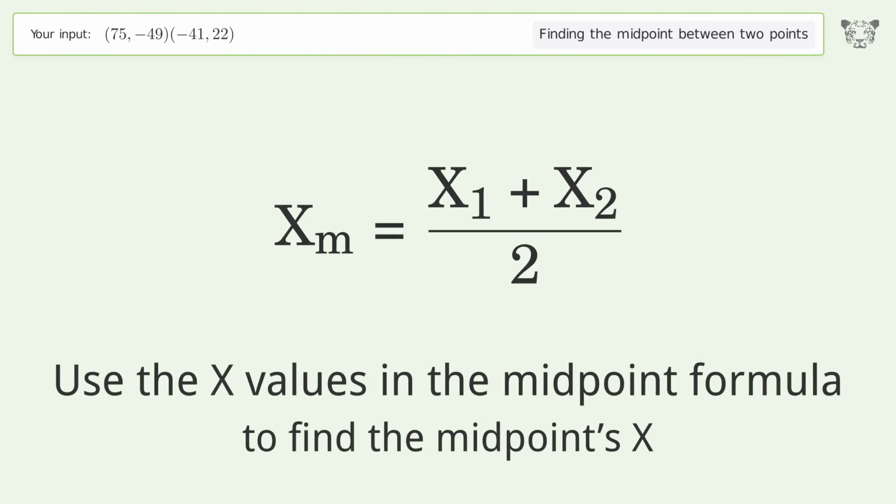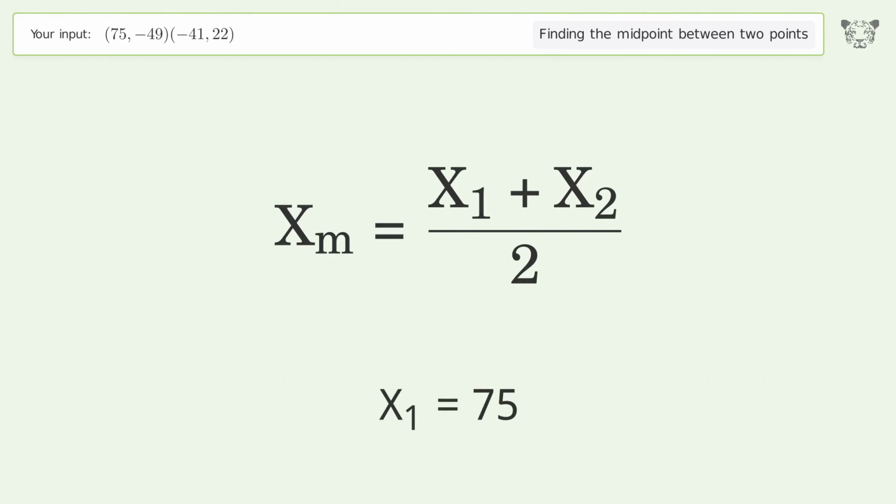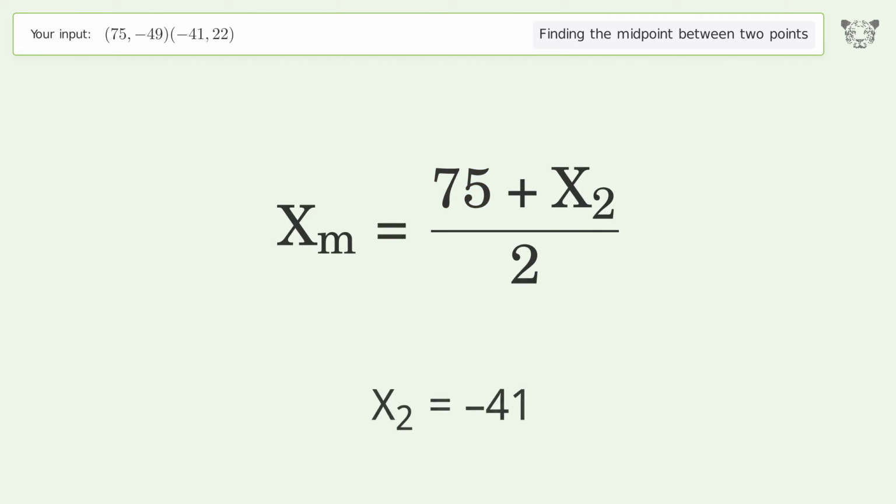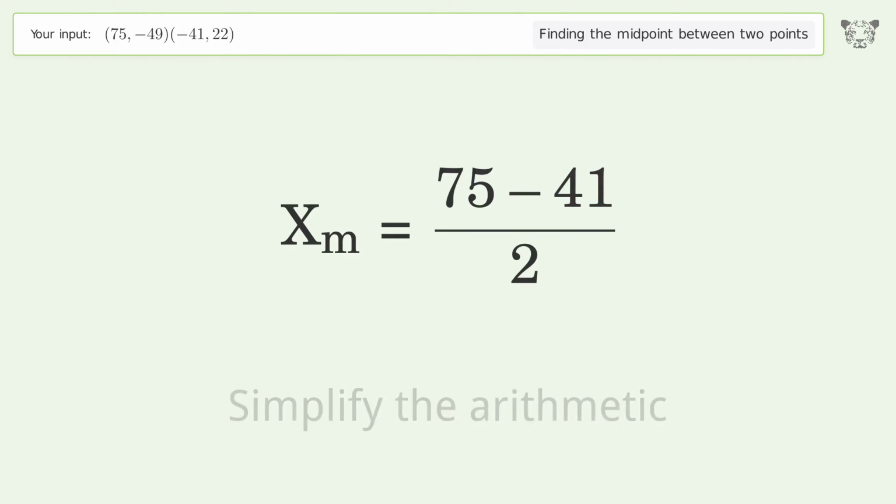Use the x values in the midpoint formula to find the midpoint's x. x1 equals 75. x2 equals negative 41. Simplify the arithmetic.